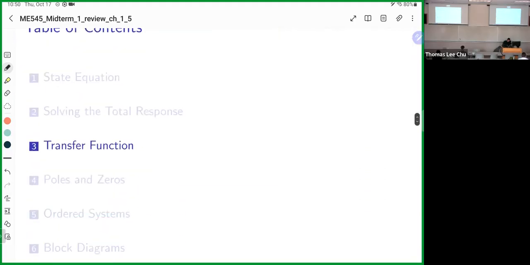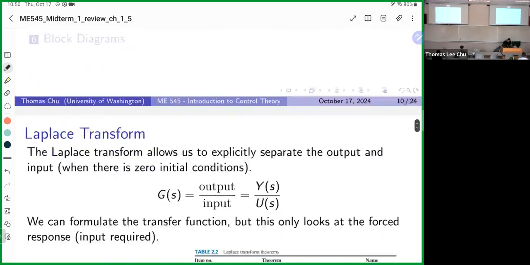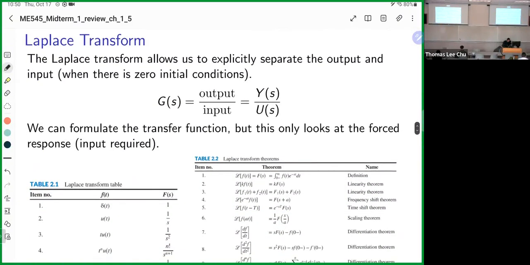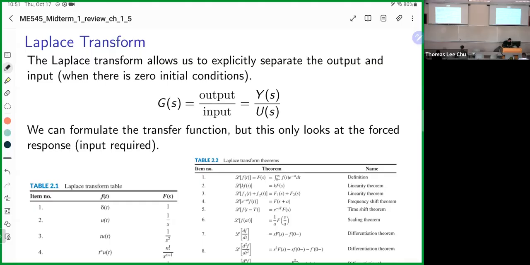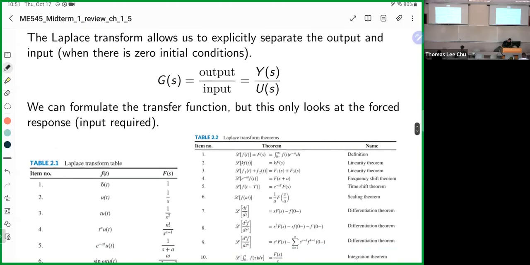So then finally, we're going to talk about transfer functions, and this is going to encompass the Laplace transform. The reason Laplace transform is so useful is it explicitly separates all these higher order differentials in the time domain into a single variable in the frequency domain. To express those derivatives in the frequency domain, we just multiply by s, or to take the integral of it, you divide by s. So it's very useful.